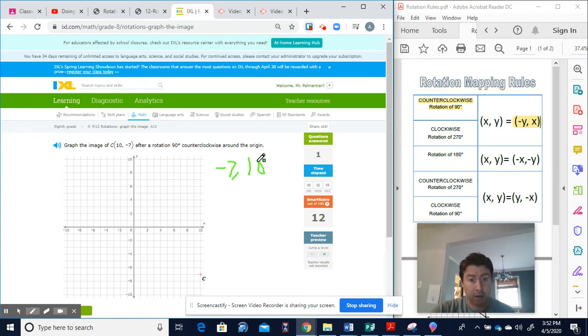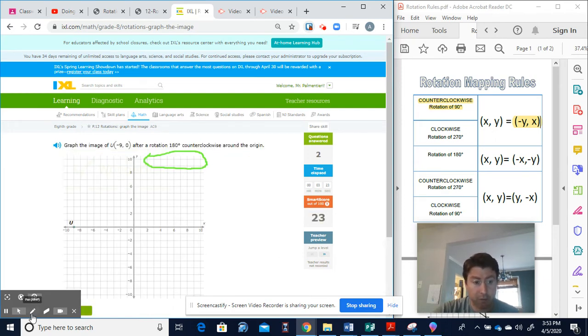Then I'm going to take a look at my rule, and I see there's a negative with the Y. So what that means is you want to take the opposite of what the Y originally was. Y was originally negative 7. What's the opposite of negative 7? Positive 7. So my new point is going to be 7, 10. So I'm going to go over 7 and then up 10. Boom. Okay, this is going to be difficult. I'm going to have a lot of questions with this, but you have to follow those rules. I'm going to make this a little harder now.